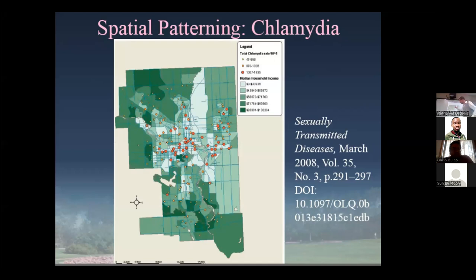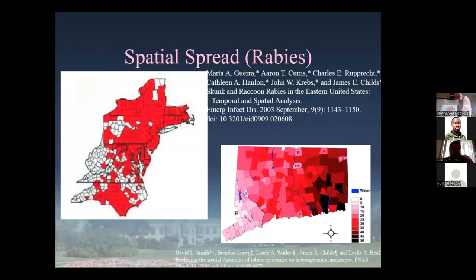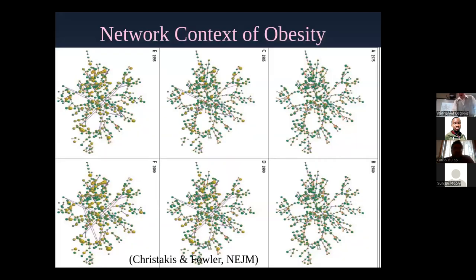Here, for patterns of chlamydia within the Winnipeg area from my colleague Ann Jolly and John Wiley and others, or spatial spread for rabies, where you get these concentric rings of patterns of rabies cases that spread out as rabies spreads to nearby areas. These types of waves, you can't see it for those in the room, but these sorts of waves and concentric rings are very real effects.